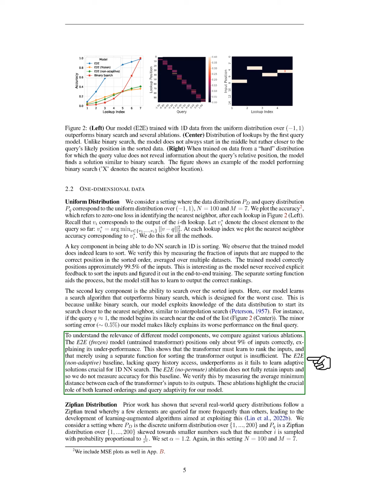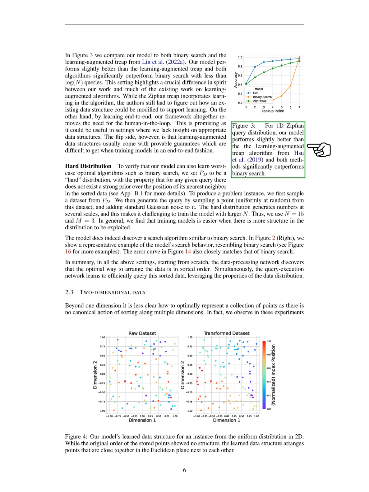Section: Zipfian distribution. In this section, we explore the Zipfian distribution, which has been shown in previous research to reflect real-world query patterns where a few items are searched much more often than others. We set up our experiment with a uniform distribution over the numbers 1 to 200 and a Zipfian distribution that favors smaller numbers, where the likelihood of selecting a number is inversely related to its size raised to the power of 1.2. With 100 data points and 7 queries, we compare our model against binary search and a learning augmented treap. Our model slightly outperforms the treap, and both models significantly surpass binary search, requiring fewer than the logarithm of the number of data points in queries.